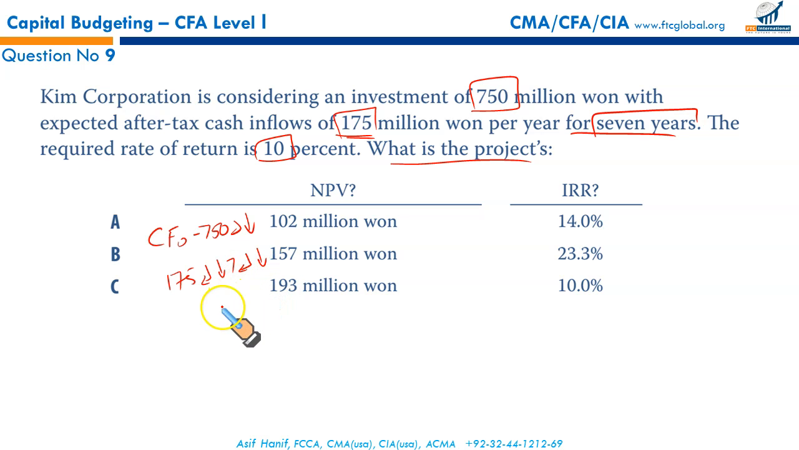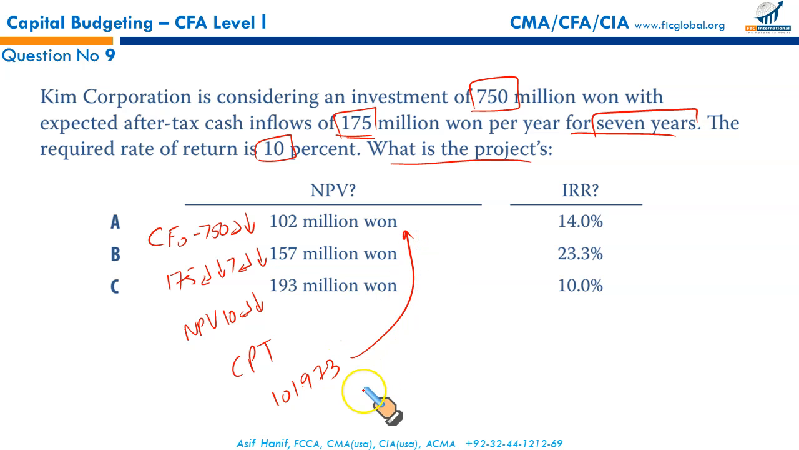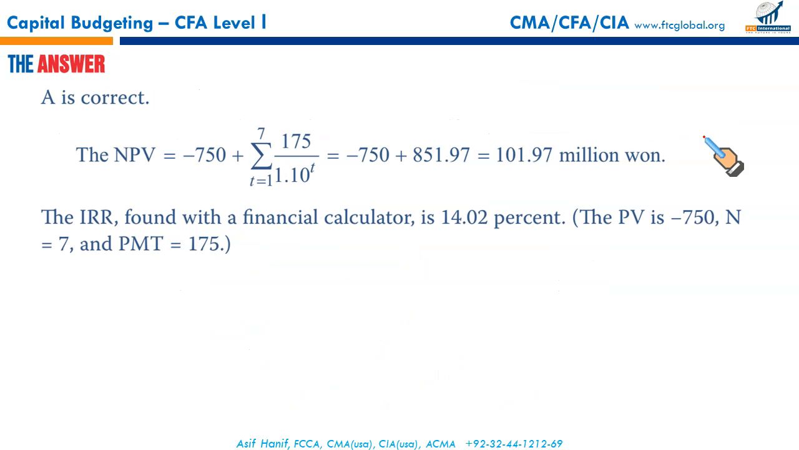Enter down arrow key. Press NPV. The system will ask for the discount rate. Punch in 10. Enter down arrow key. Press CPT. You will get 101.973, which is approximately A. And then again, punch in IRR, press CPT, you will get 14.019, and that makes A your correct option for sure.